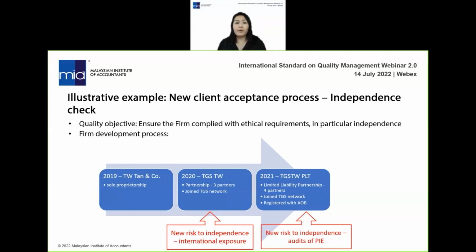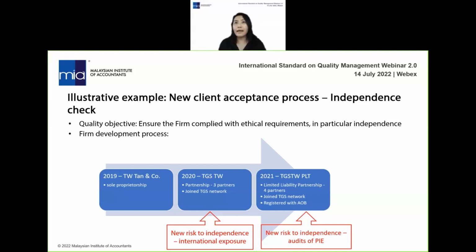Taking ourselves as an example, in 2019 our firm was TW Tan and Co. We were a solo proprietorship, so I had only one partner. Coming to 2020, we became TGS TW, so I have 3 audit partners, and we joined the TGS International Network. When we join an international network and have an increasing number of partners, it increases the risk of non-compliance with independence, as compared to when I only had one partner and no international membership. So we will have a new risk to independence, which is the international exposure, because we have joined this network.